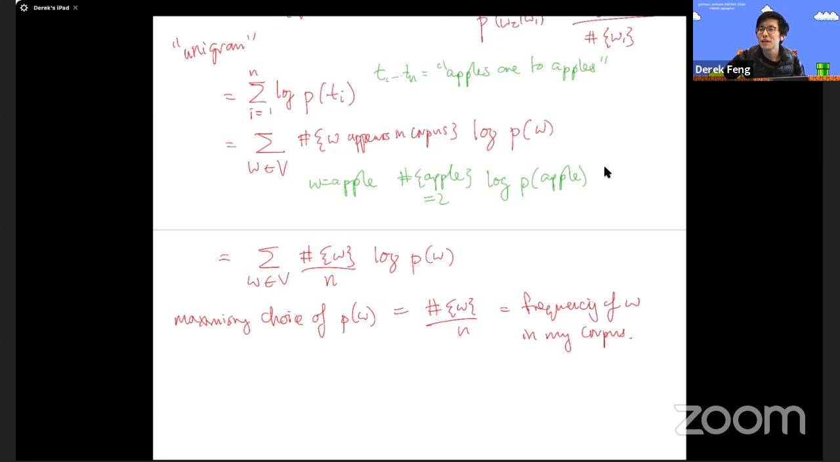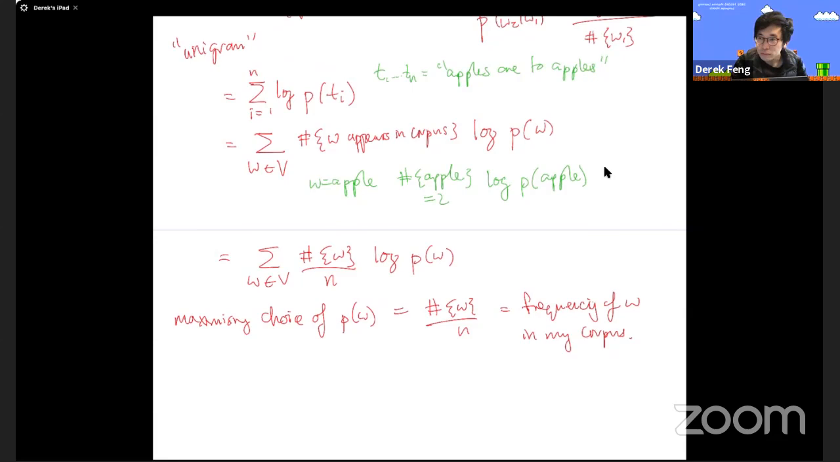Okay. Is N the length of the text? Yeah. So here, N is the length of the text, and so number of W over N is just the relative frequency here.